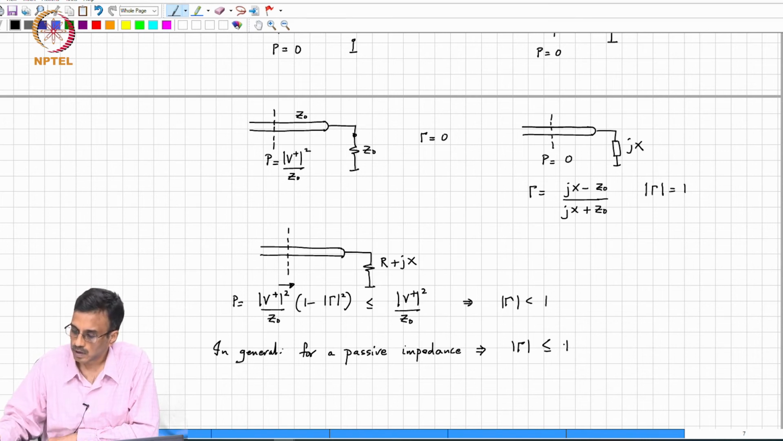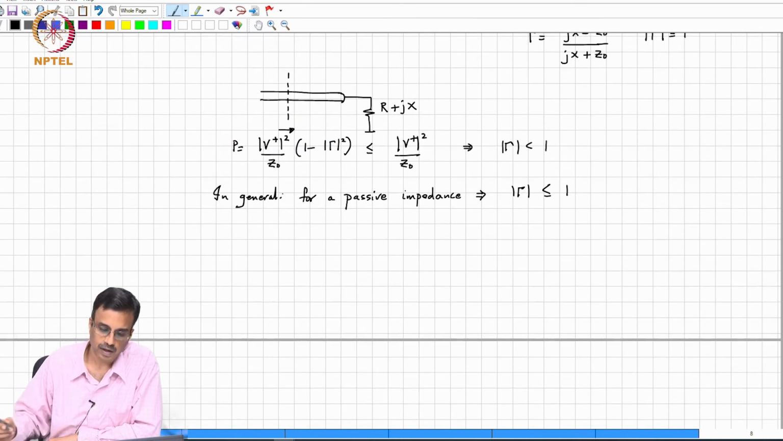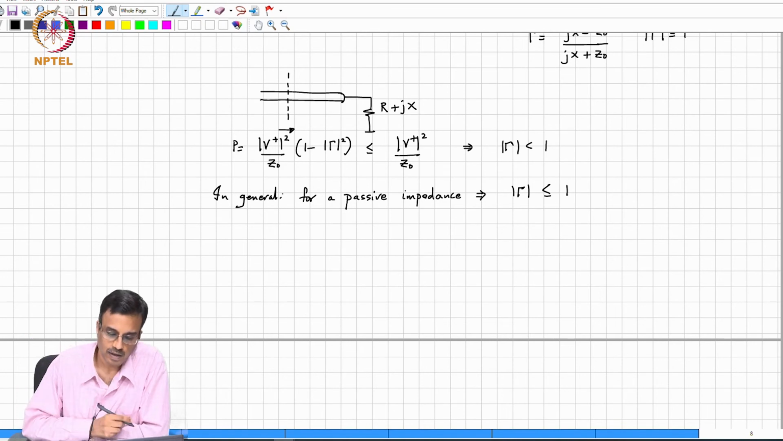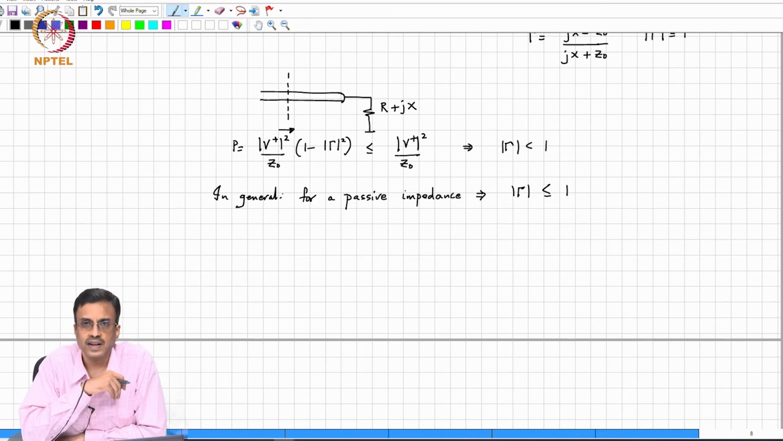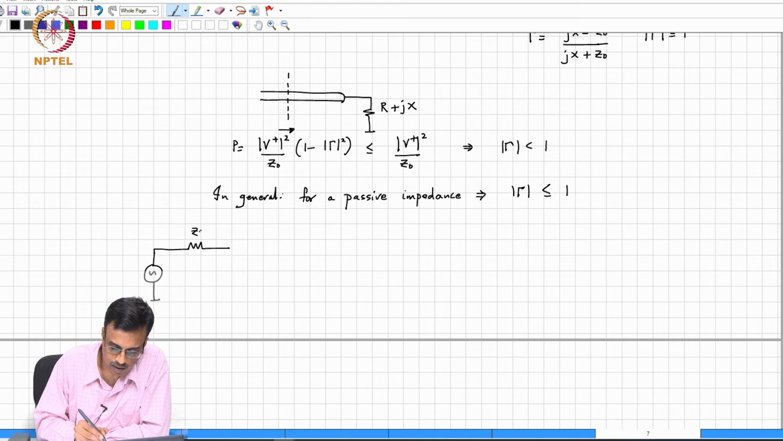All right. Now, the last aspect I'd like to discuss is the following. This notion of incident and reflected power can also be used to give us a new perspective on power transfer between two impedances.